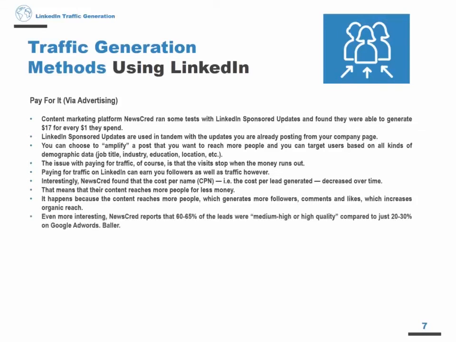Even more interesting, NewsCred reports that 60 to 65% of the leads were medium-high or high quality, compared to just 20 to 30% on Google AdWords or Baller. Okay, so you can get traffic, leads, more organic reach, and the cost decreases over time. That's a pretty sweet deal.